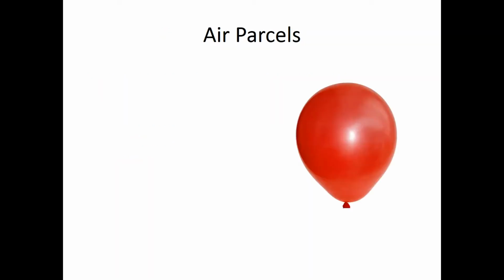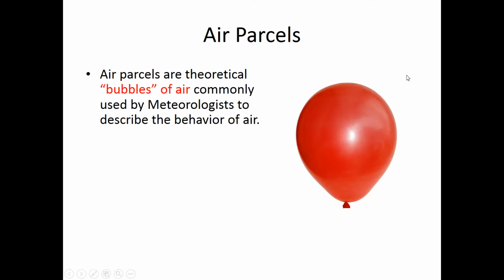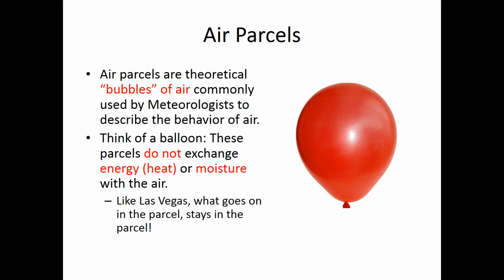Okay, now first let's talk about an air parcel. So I have in this slide a picture of a balloon, and an air parcel is just like a balloon, except it's a theoretical balloon. Now, we all know that the air outside is one continuous body of air, but meteorologists don't think of it that way. Instead, meteorologists treat the atmosphere as trillions and trillions and trillions of small theoretical bubbles of air called parcels. And this is important because when we talk about air rising and air sinking, we're talking about these parcels of air rising or sinking.